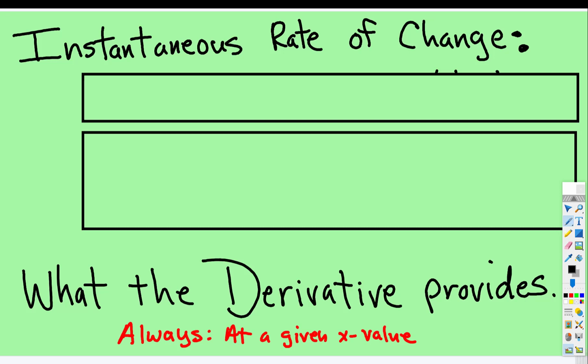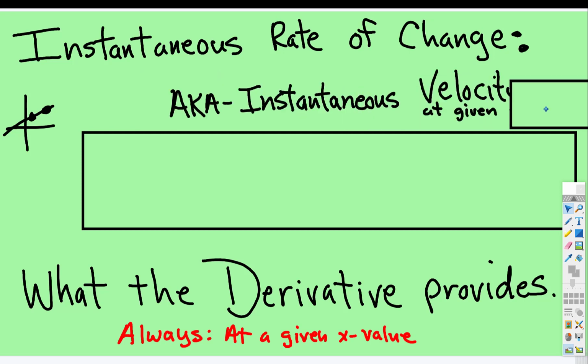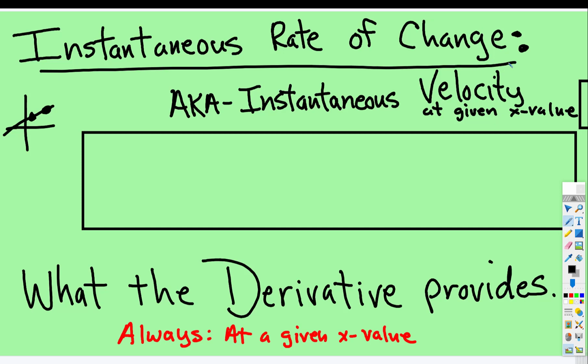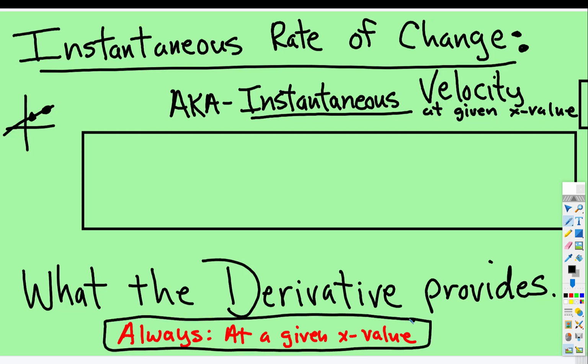Okay, we learned that average velocity is the slope. So if you've got a line right there, the slope between 2 points, and that line connecting them in calculus is typically called the secant line. Well, instantaneous rate of change is also called instantaneous velocity, and every time we're talking about instantaneous velocity, it's always at a given point.